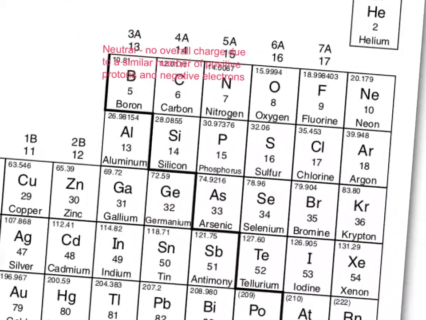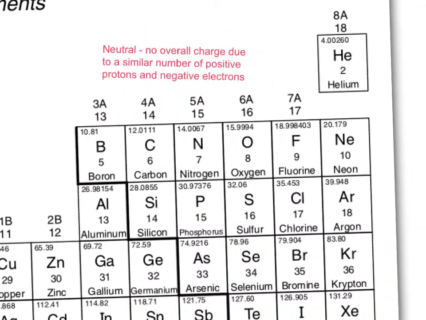Well, if I go ahead and zoom in here on the periodic table, I know from my last slide that helium has 2 protons. And I know that helium is neutral. So if I know it has 2 protons, then it must also have 2 electrons to be neutral. It is that simple. Let's do another example.